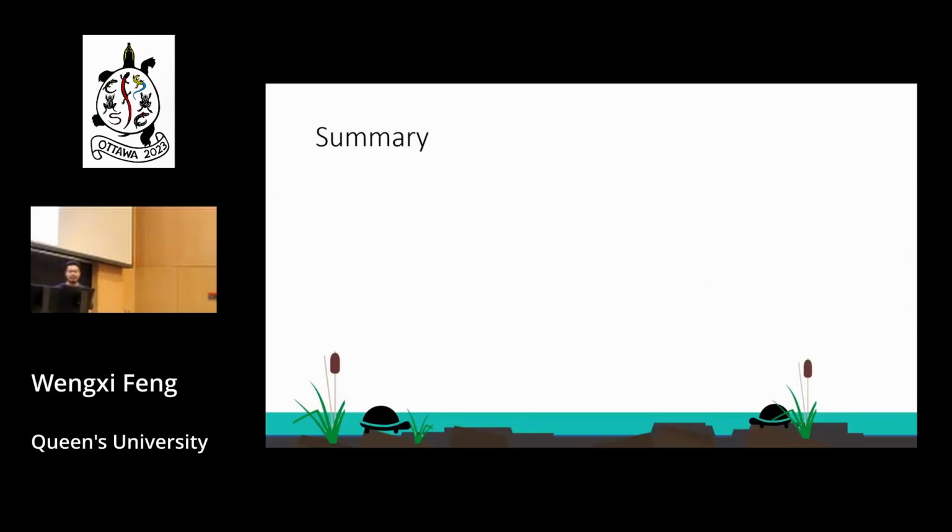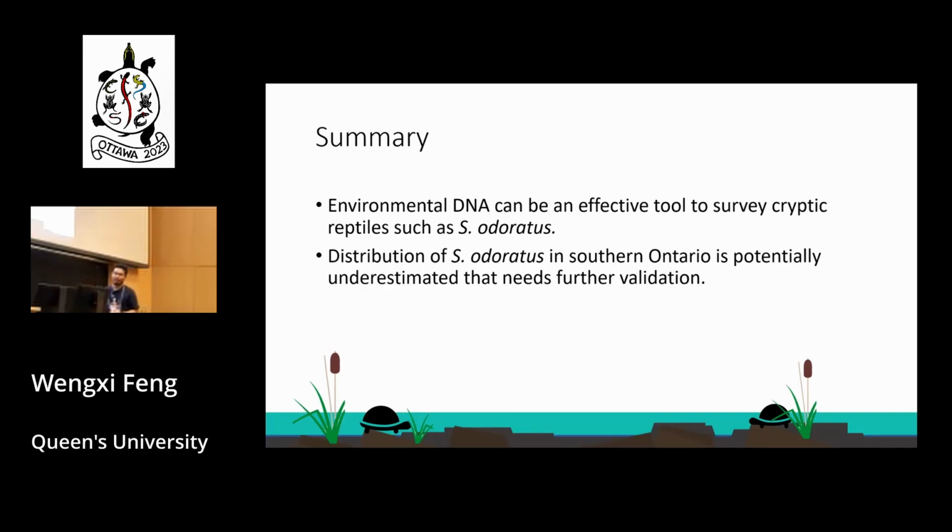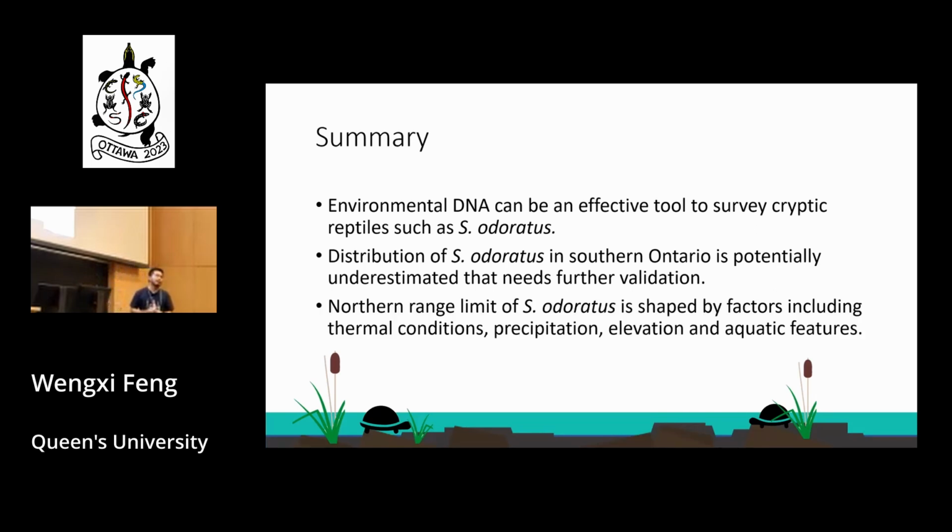So to summarize, first, environmental DNA can be an effective tool to survey cryptic animals, such as reptiles. Reptiles are underrepresented in the environmental DNA community, and turtles can be detected by this novel technology. Second, the northern distribution of the turtle in southern Ontario is probably underestimated. This needs further validation, either using more environmental DNA surveys or traditional survey methods. And finally, the northern range limit of this turtle is limited by various factors, including thermal conditions, precipitation in the summer, elevation, and aquatic features.